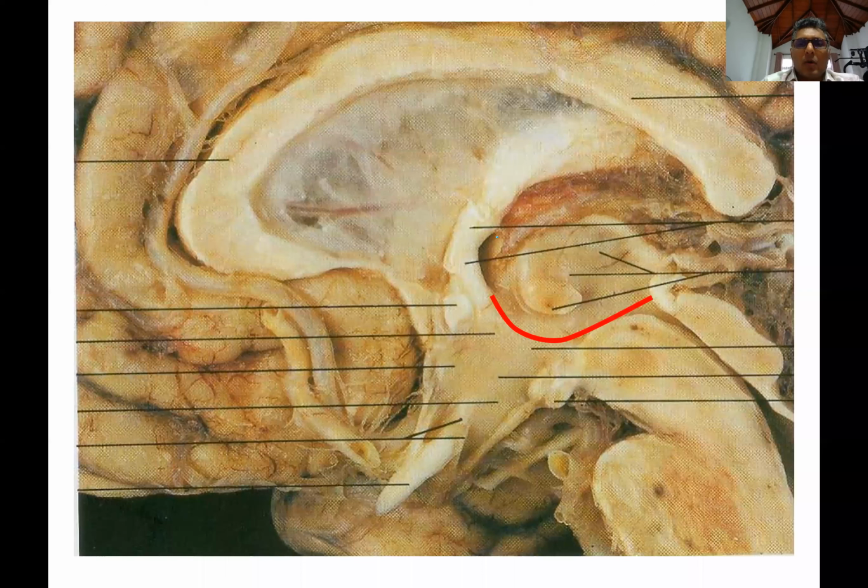Okay, so your supraoptic and paraventricular nuclei must be somewhere here, and your posterior pituitary must be here, and the anterior pituitary separately.